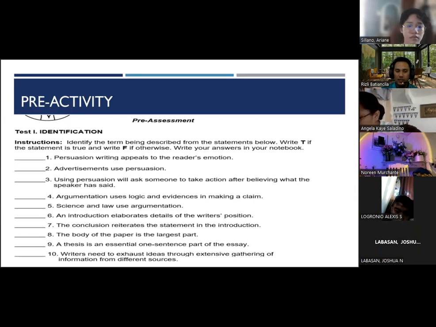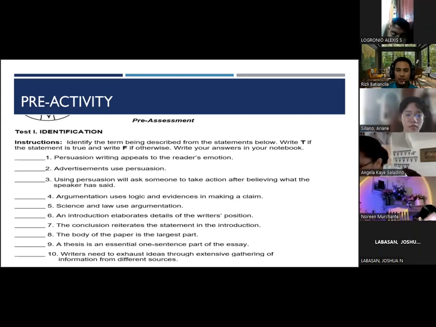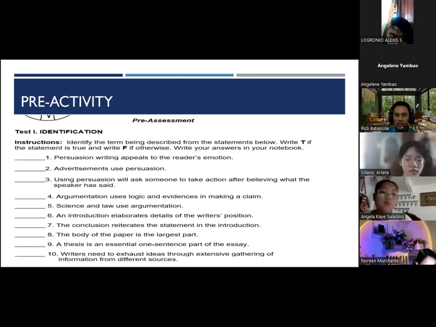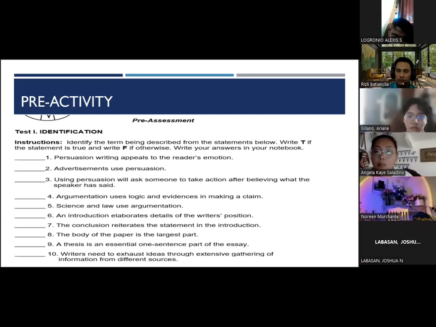And then lastly, writers need to exhaust ideas through extensive gathering of information from different sources. Is it true or false? Yes, Angeline. True. Okay, true. Definitely true.